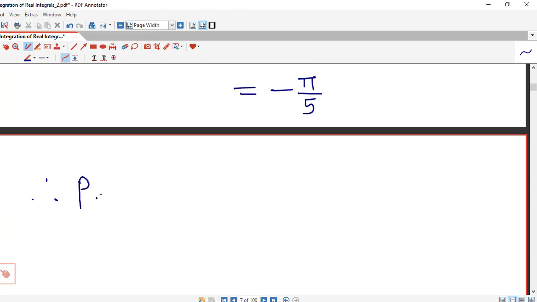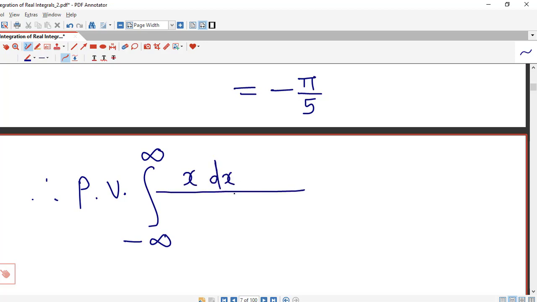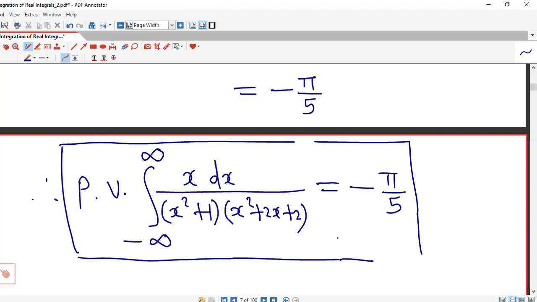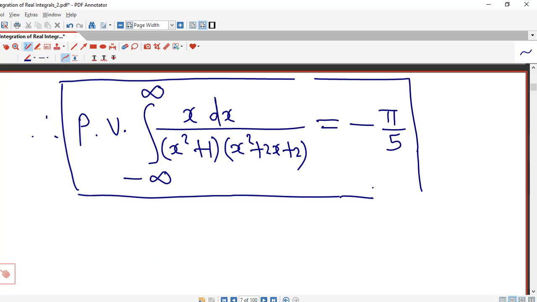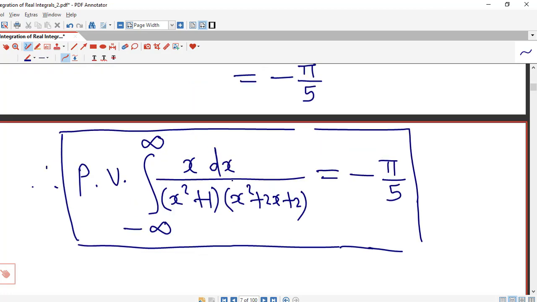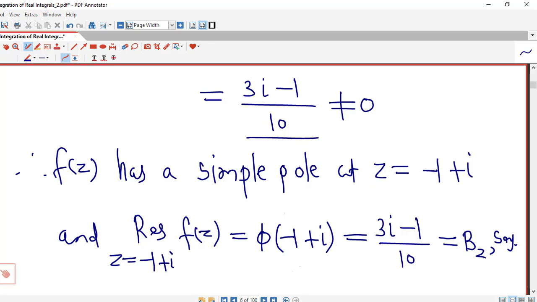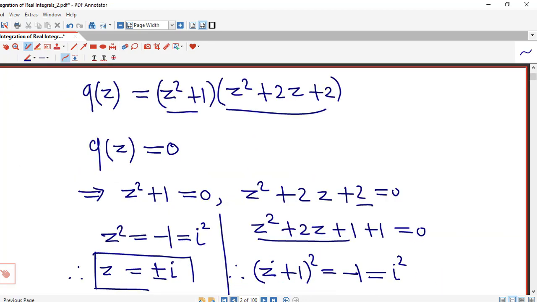So therefore, the principal value of the improper integral from minus infinity to infinity, now we substitute f(x), f(x) is x over x square plus 1 into x square plus 2x plus 2, is nothing but minus pi divided by 5 by Cauchy's residue theorem. And because this improper integral is convergent, the value of this improper integral is also going to be minus pi by 5. But in this example, we are asked to find the Cauchy principal value of this improper integral. Therefore, we write up to this. Okay, so in this way, we can apply Cauchy's residue theorem to obtain the Cauchy principal value of an improper integral.